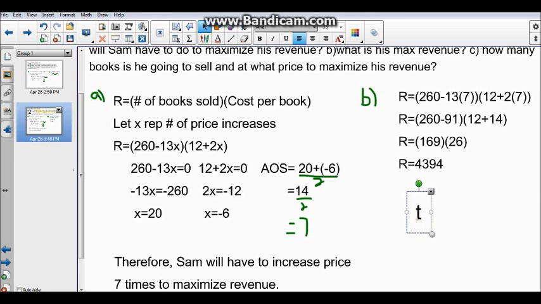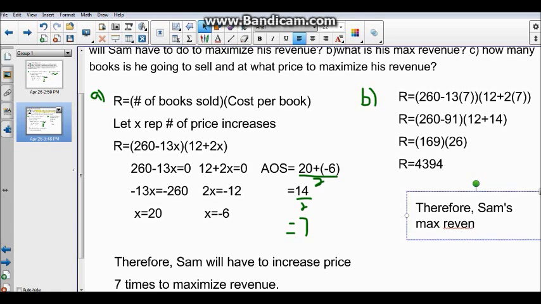And now that we answered what is the max revenue, we're going to write our therefore statement. So therefore, Sam's max revenue is $4,394.